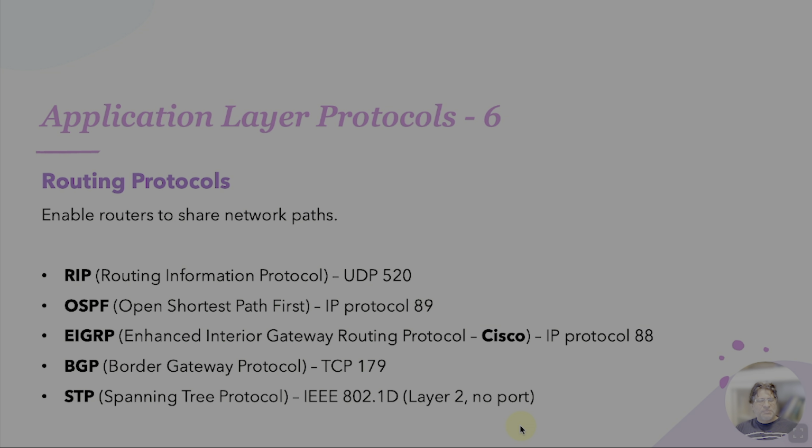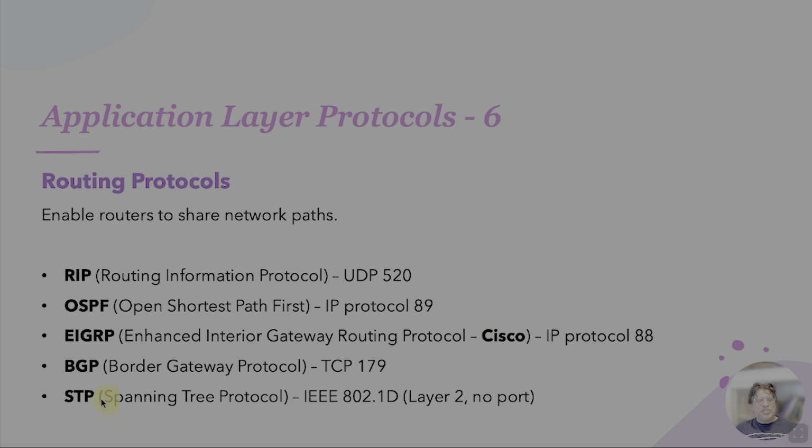All right, now BGP is the Border Gateway Protocol. This is a very common protocol used on the internet. On the internet, OSPF is not used as much. BGP is what people use on the internet. OSPF is something you use internally on the LAN.